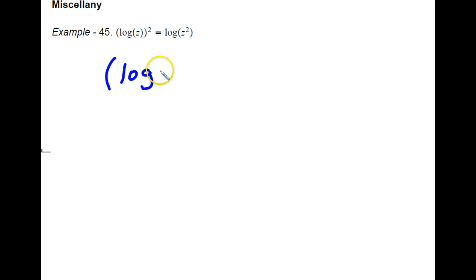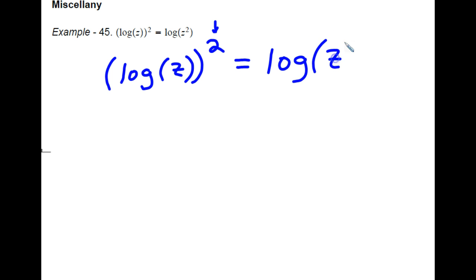So we have log base 10 of z, and that's getting squared, not on the inside, right? The power of 2 is not inside the logarithm, it's outside the logarithm, which means we can't bring this power of 2 down in front of the logarithm because it's not inside the logarithm to do that with. Contrast that with the right-hand side where that power of 2 is inside the logarithm. So there is a difference there between these two.